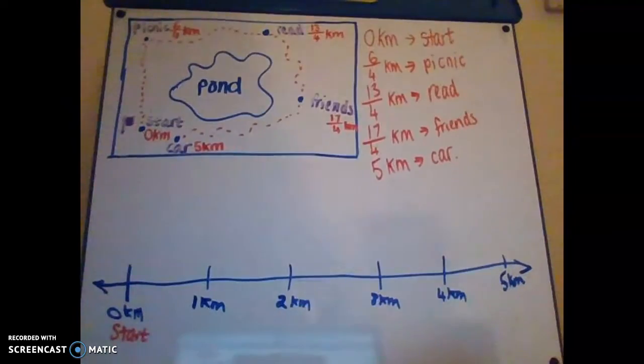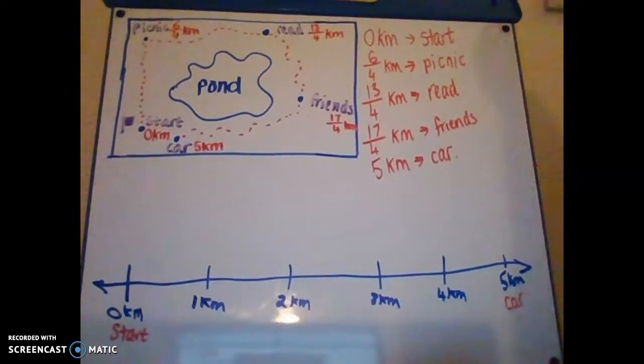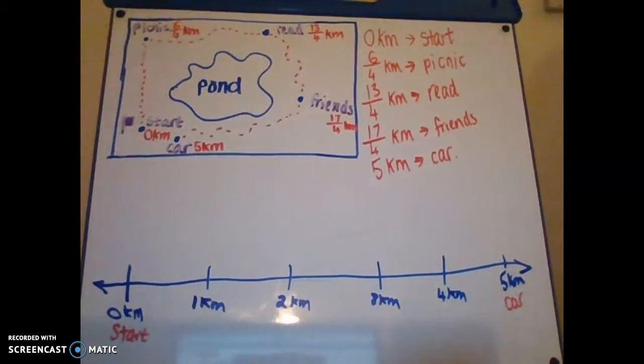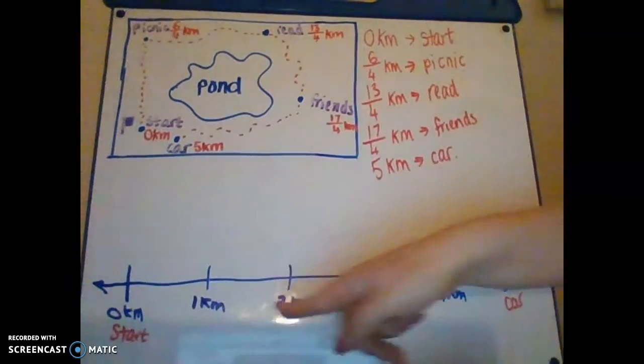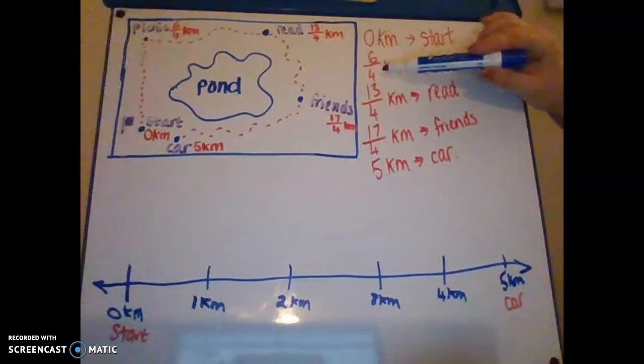Okay? And 5 kilometers right back here, this is where I was at my car. So I can already put my starting point and my car on here. These fractions, I'm a little uncomfortable with these because they're not right on my number line. So I need to put them on here. The most important thing that we can do is look at our denominator.